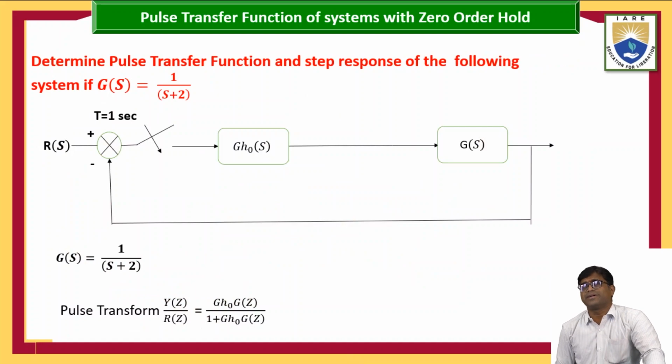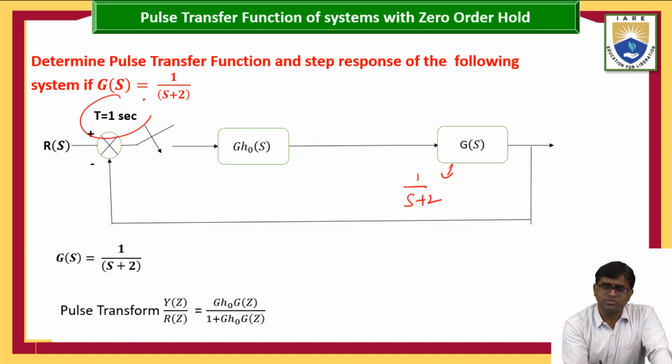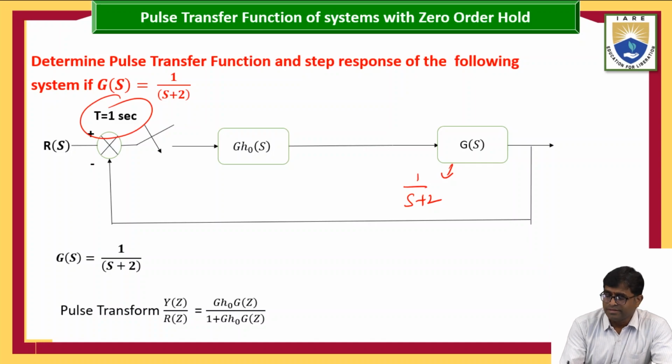Now I am going for another one. Here the pulse transfer function I am going to determine is for the function G of s, which is 1 by s plus 2. The previous one was s plus 1. Again here the given time is T equal to 1 second, and in the previous section also they gave T equal to 1 second. And they are using the feedback section with negative feedback. Remember, with negative feedback.